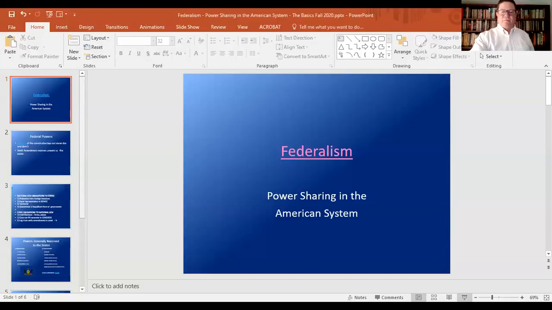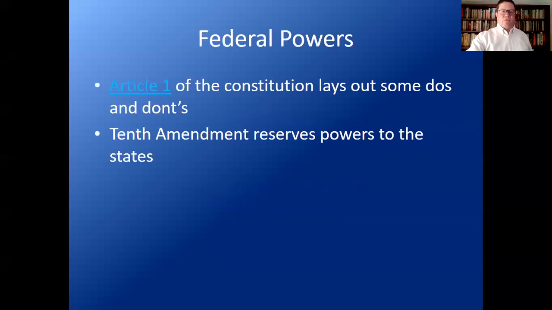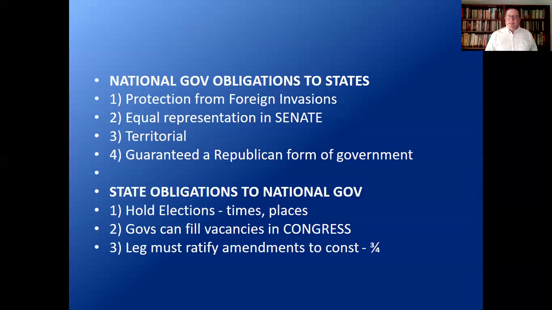So let's see some other things that are guaranteed in the Constitution between the state and national governments, and then talk a little bit about where the states and the federal government get their powers. So within the context of later sections of the Constitution, there are a couple of obligations that the national government has to the states and a couple that the states have to the national government. First of all, because we give the power over the military to the federal government, it's the nation's obligation to protect us from foreign invasions.